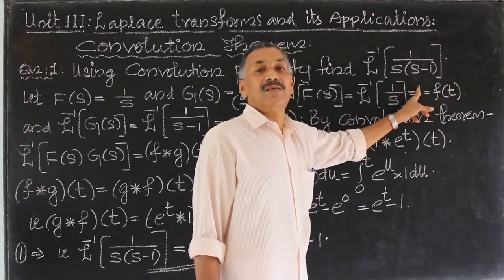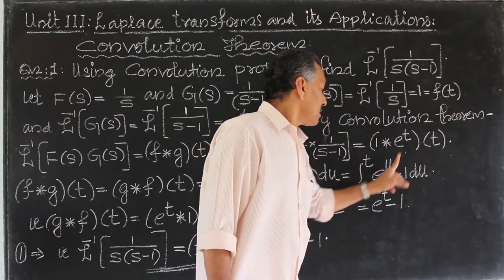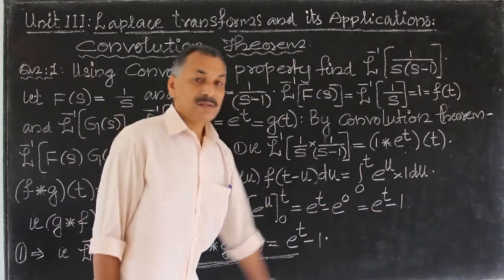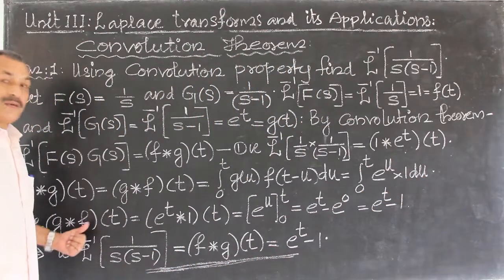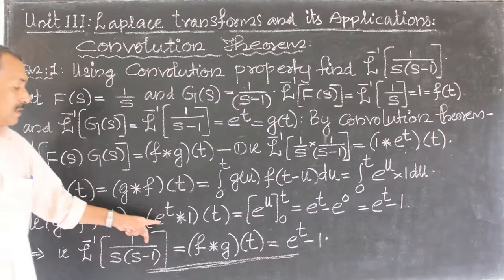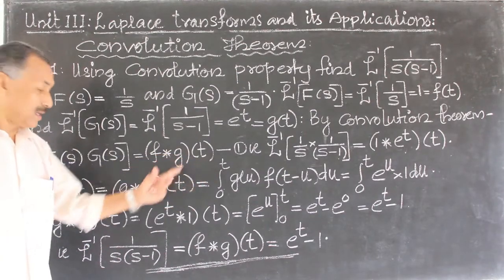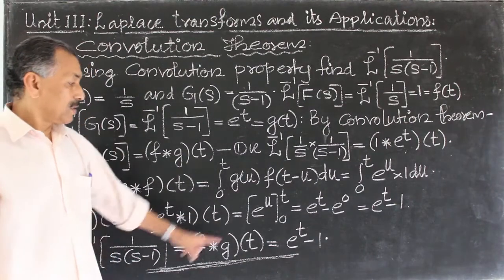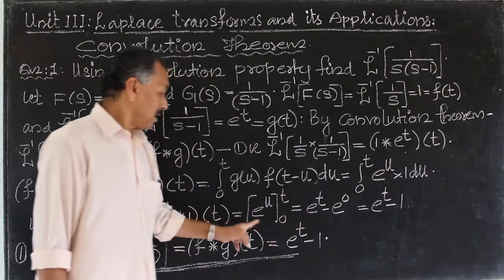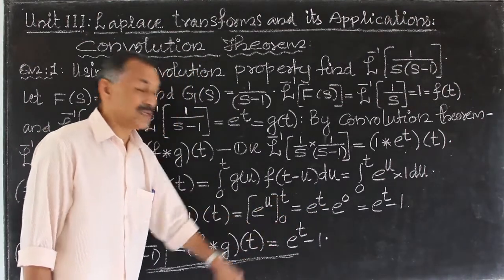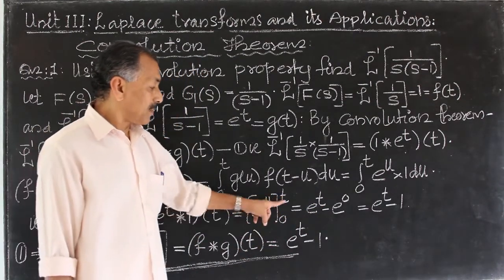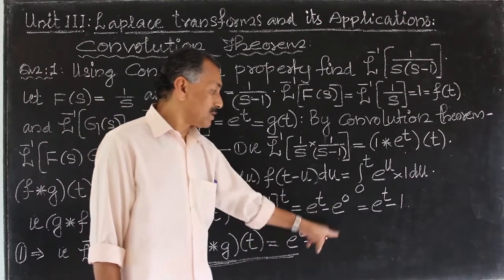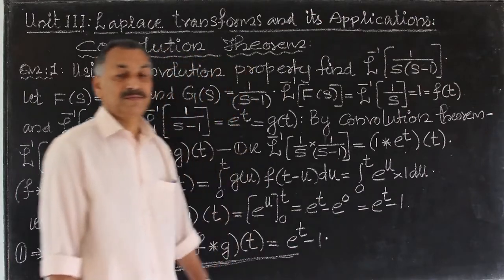The function value 1 into g of t minus u, that is 1 t. That is the end. g star f of t is equal to e raised to t, g the value e raised to t star 1 of t. That is equal to e raised to u into the integral of e raised to u between the limits 0 to t. Apply the upper limit, e raised to t. Apply the lower limit, e raised to 0. That is e raised to t minus 1.